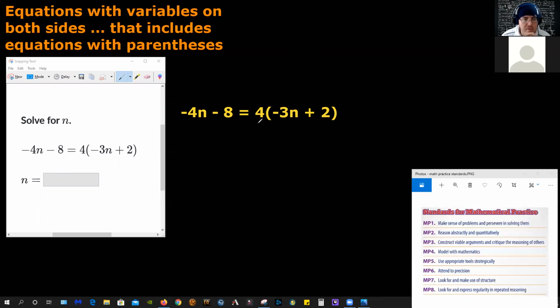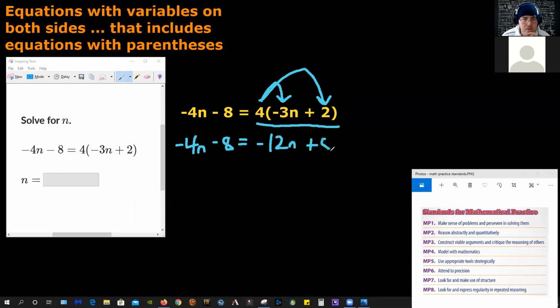So I have this distribution I've got to do. I've got to multiply the 4 times both terms on the inside. So I'm still going to have negative 4n. I'm still going to have minus 8. But 4 times negative 3n would be negative 12n. And 4 times 2 would be 8.